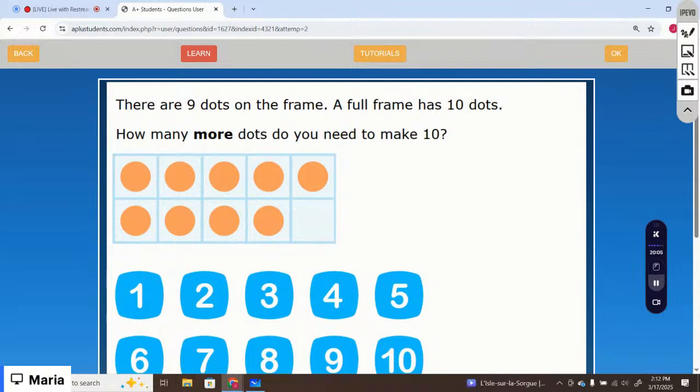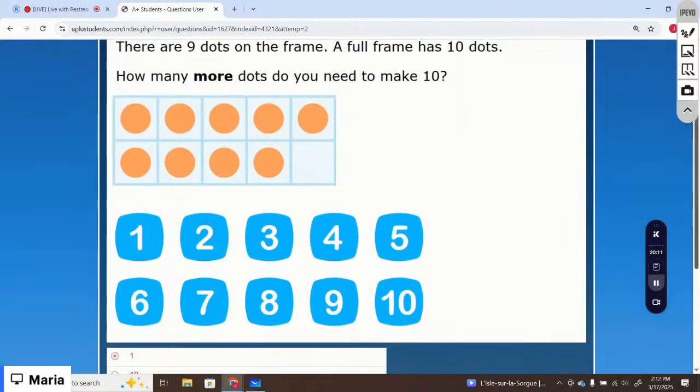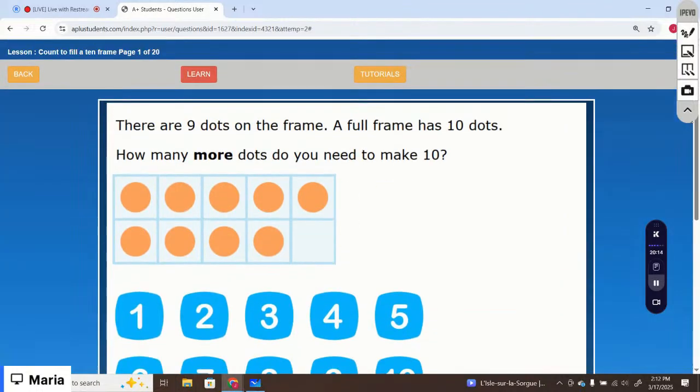There are 9 dots on the frame. Isn't that the same one? There are 9 dots on the frame. A full frame has 10. Oh, that's the one where I forgot to click on the OK button.